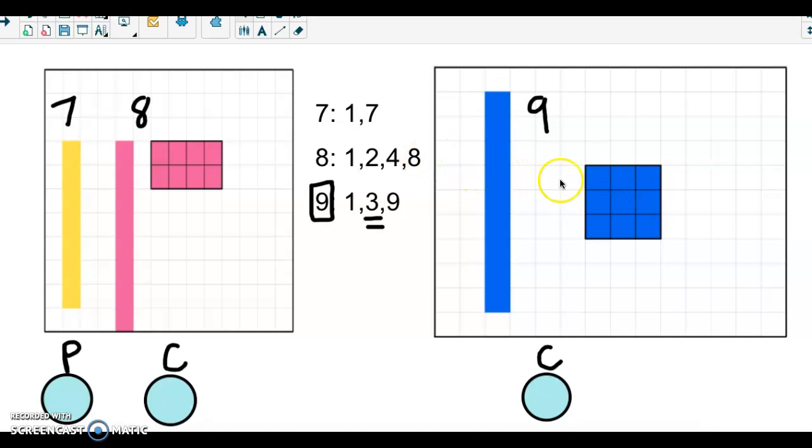And then 9 is also a composite number. It's either 1 by 9 or 3 by 3. You'll also notice I put a square around it. Why? Because 9 is a square number. 3 by 3 is 9, so 9 is a square number.